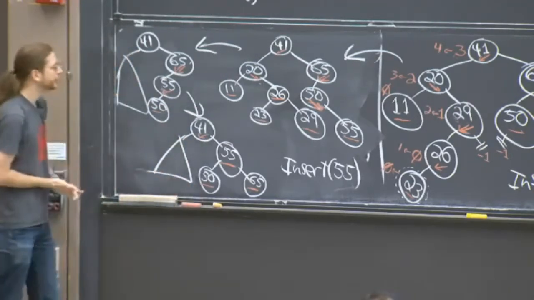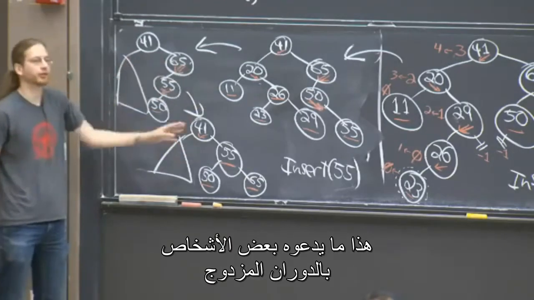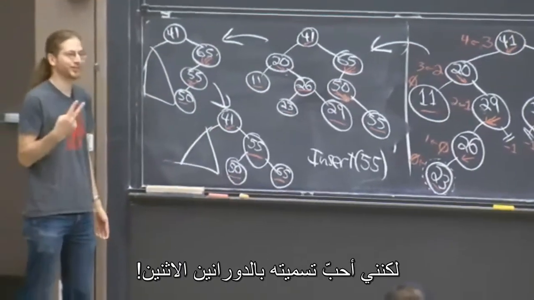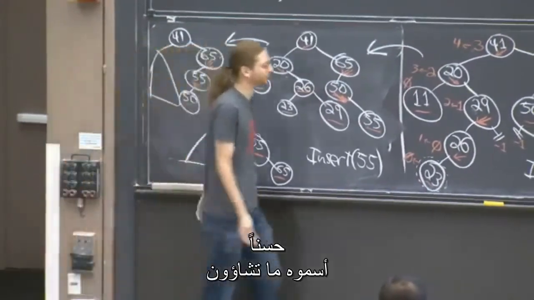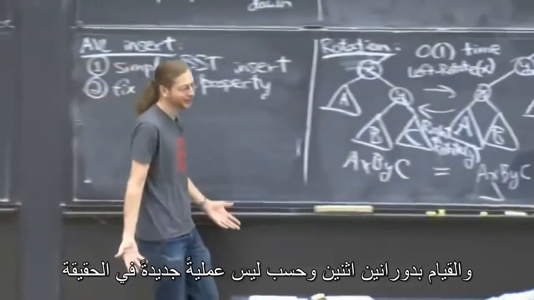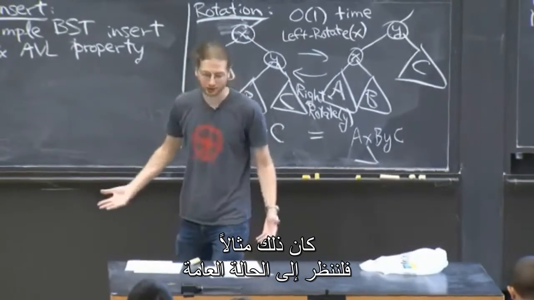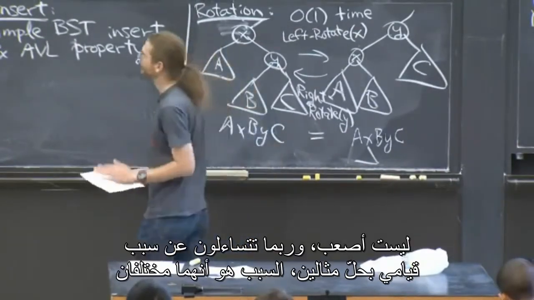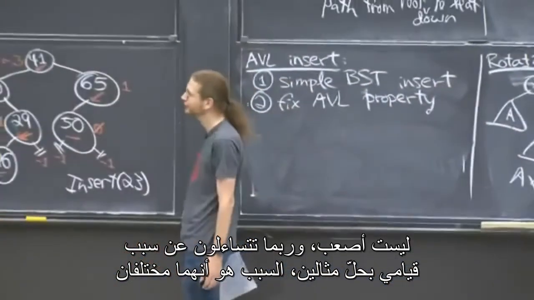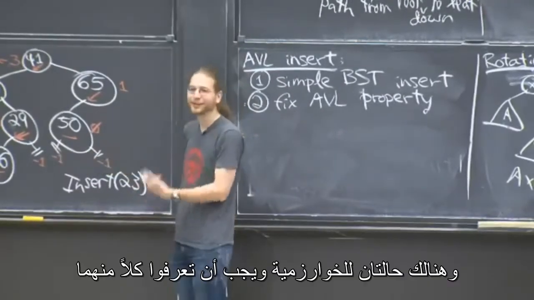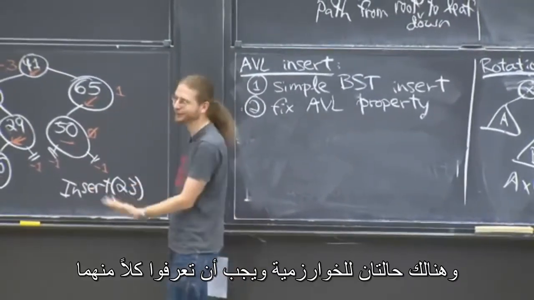Cool. This is what some people call double rotation, but I like to call it 2 rotations. Okay, whatever you prefer. It's not really a new operation, it's just doing 2 rotations. So that's an example. Let's do the general case. It's no harder. You might say, oh gosh, why do you do 2 examples? Well, because they were different. And there are 2 cases in the algorithm. You need to know both of them.